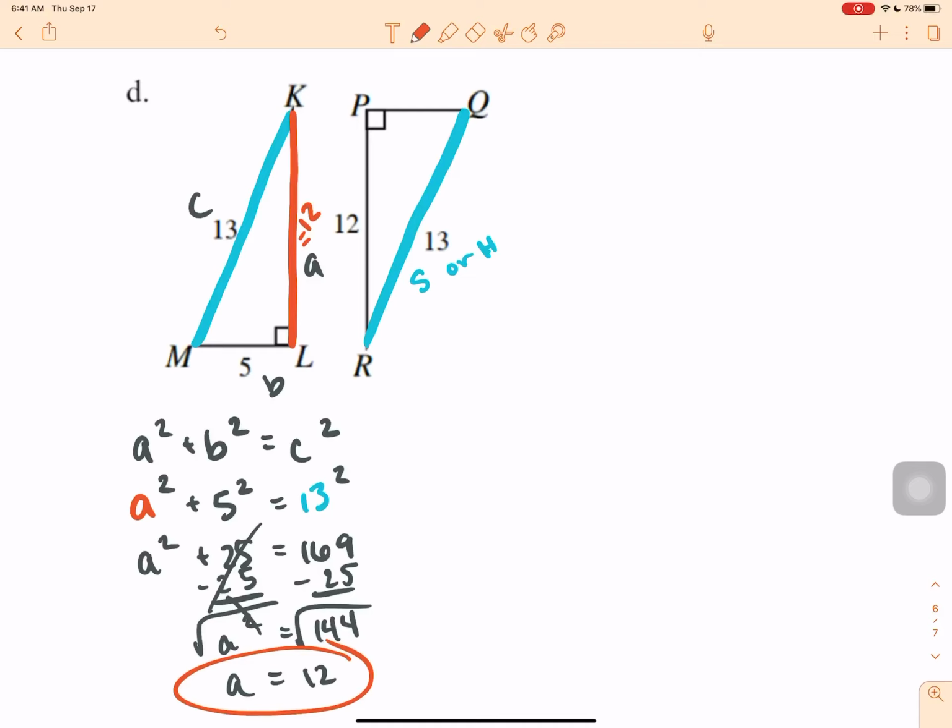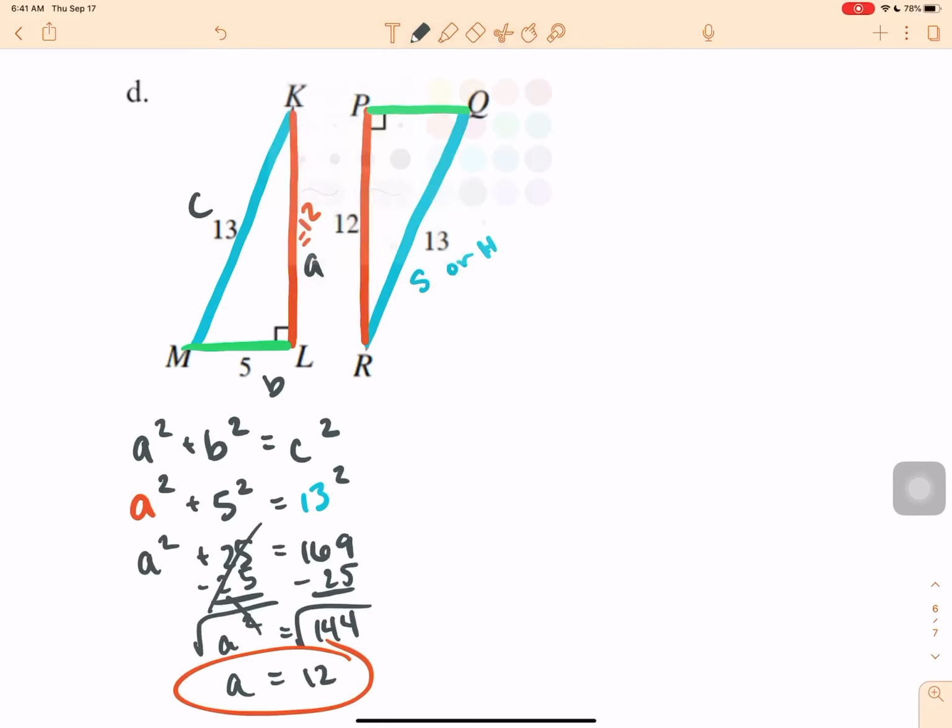And what do you guys notice about that? We have another side that's 12. So if those sides are 13 and 12, this side here must also be 5. And I'll prove to you why it should be 5.